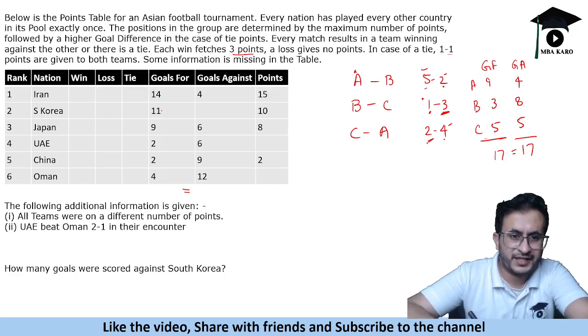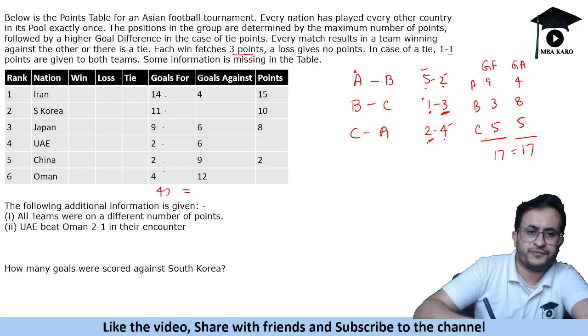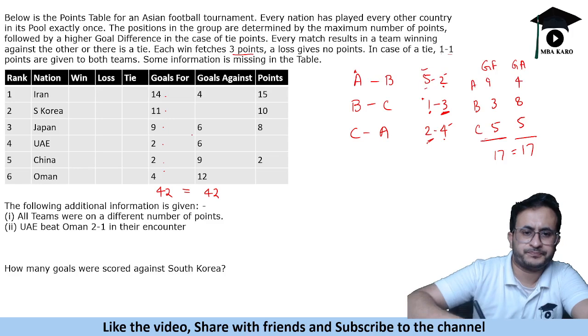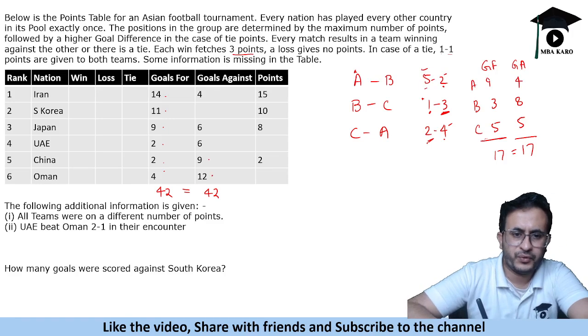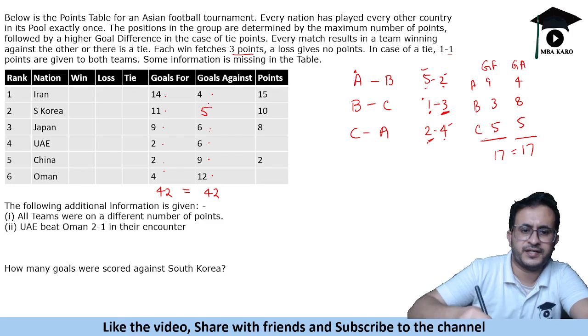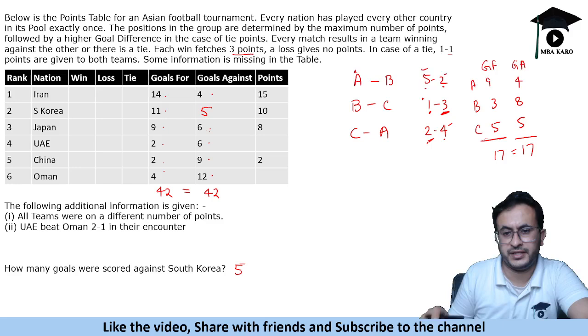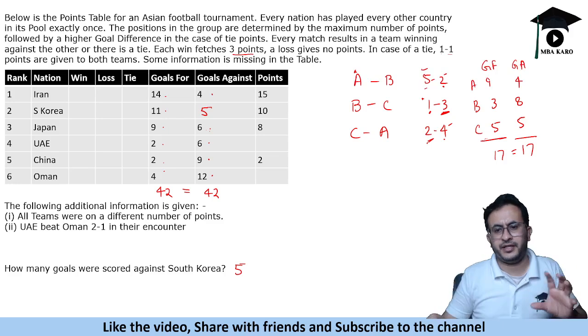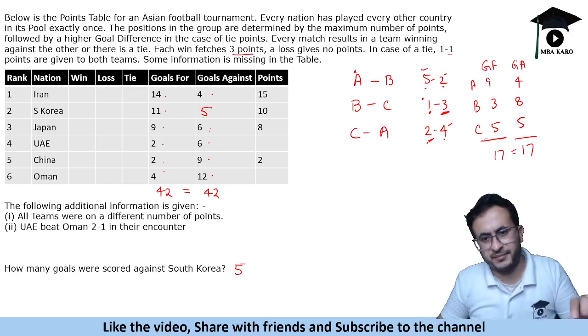Okay, so let's just add it, 25, and then we have 34, 36, 40, 42. So this 42 should be equal to 42. So 12, 21, 21 plus 12, 33, 37. So this gives us the answer as 5. Okay, easy question. Let us try to fill the table and then we will answer the remaining questions.